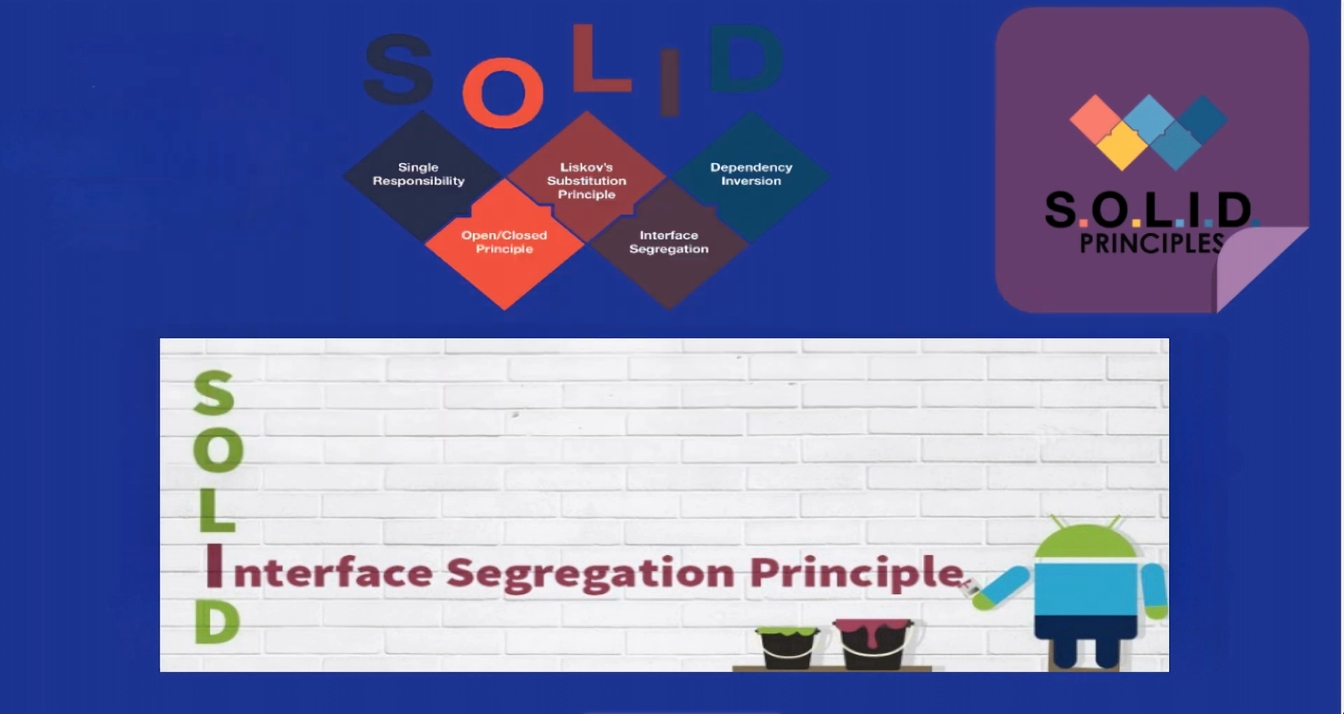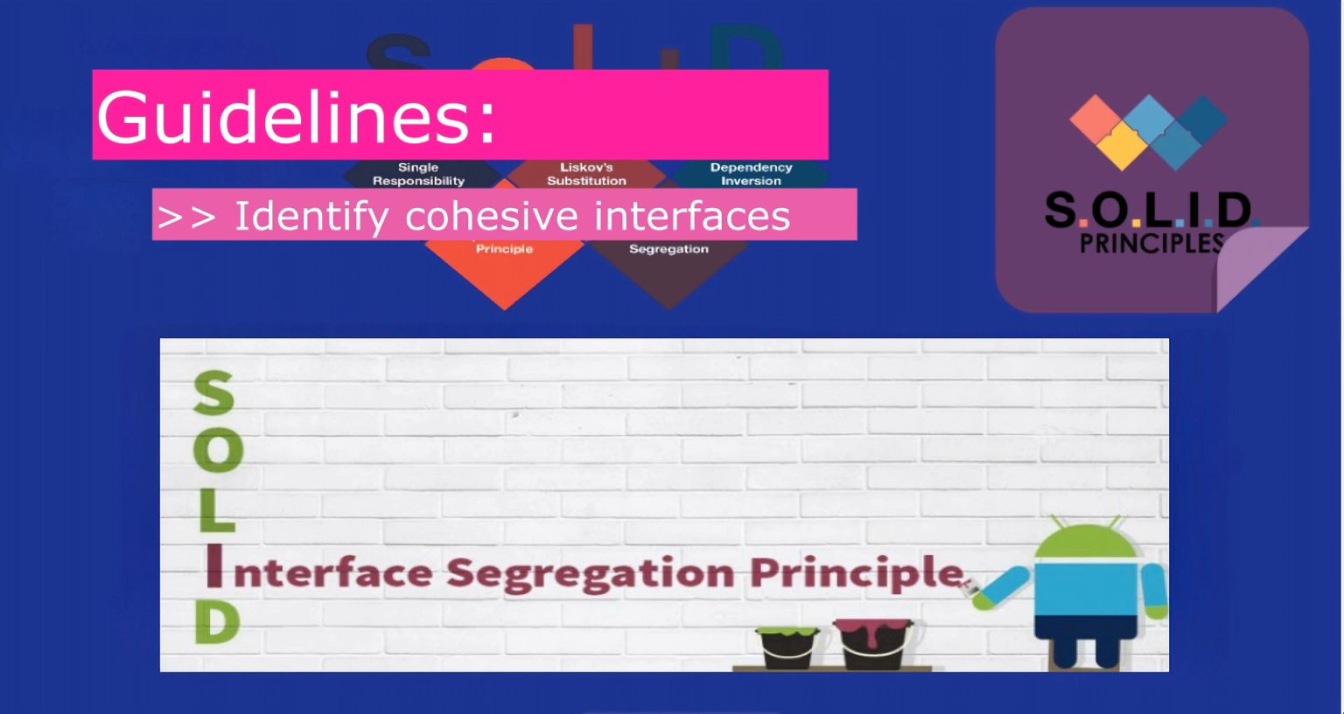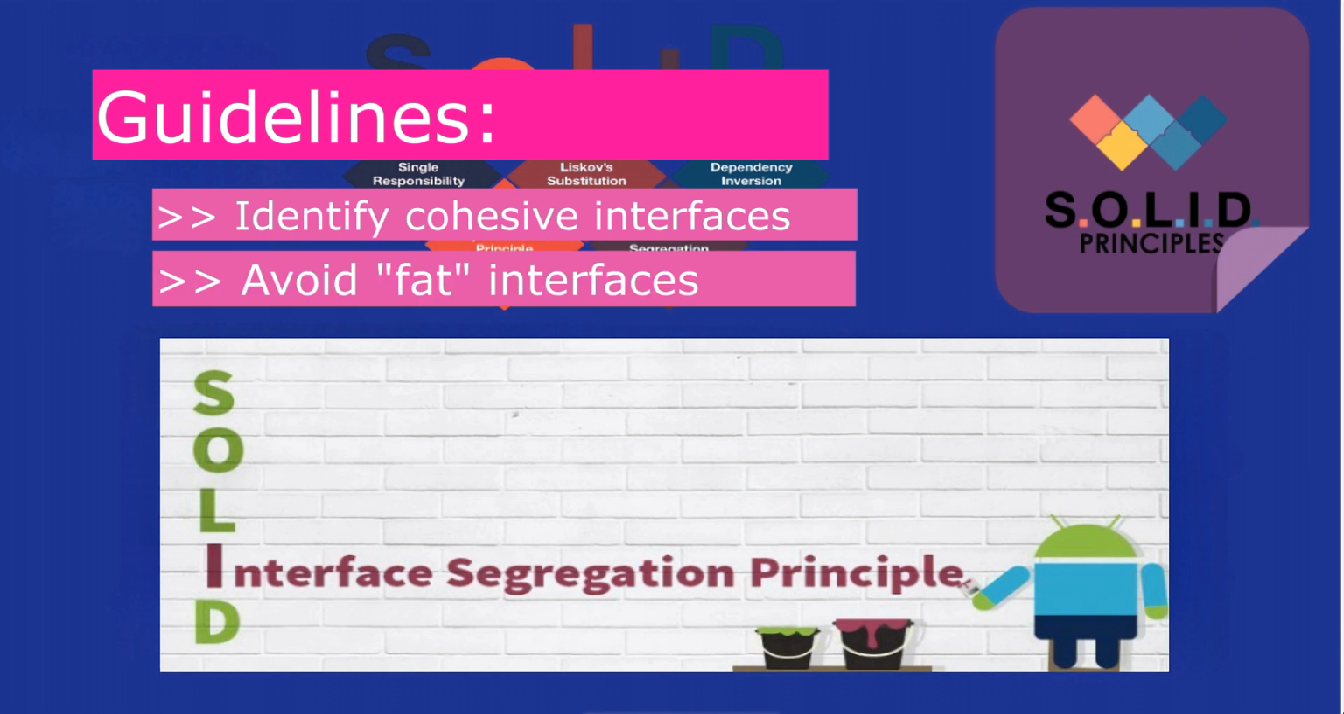While implementing the interface segregation principle, we have to follow a few guidelines. What are those guidelines? First one is identifying cohesive interfaces. What does it mean? We should design interfaces in such a way that they group related methods together. Each interface should represent a single cohesive responsibility or behavior. Next, avoid fat interfaces. Do not create interfaces with too many methods, especially if they are not closely related. Split them into smaller or more specialized interfaces.